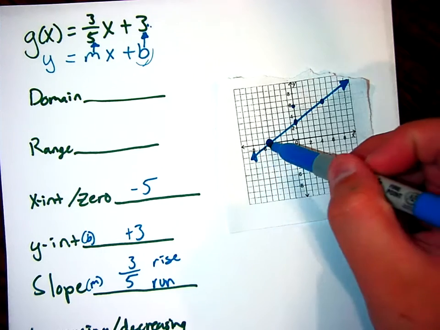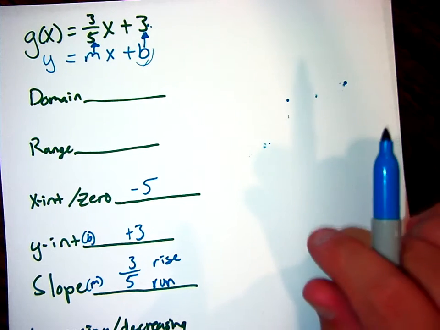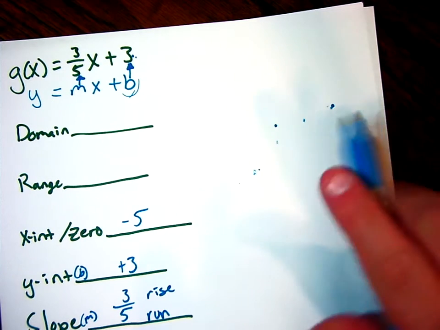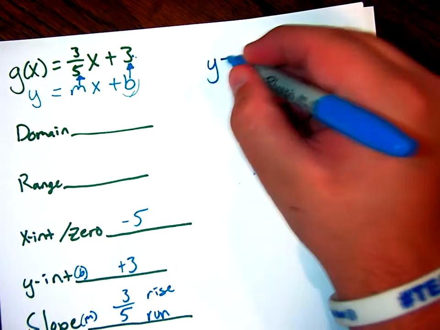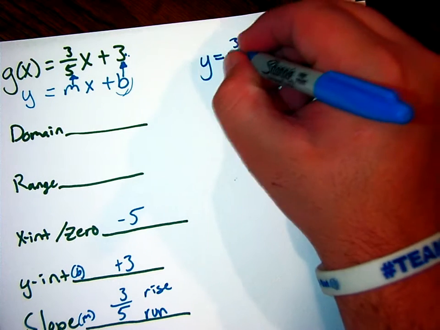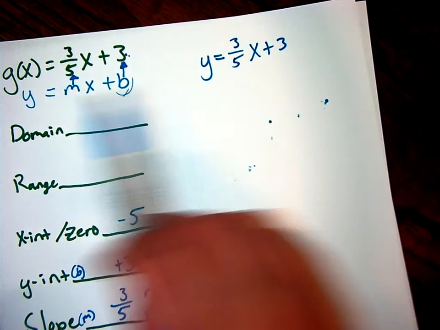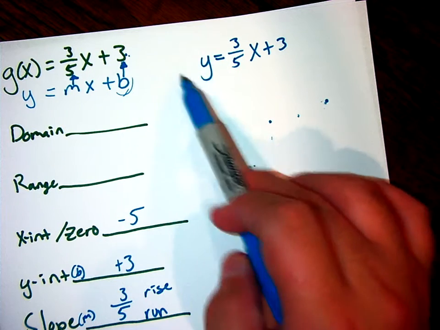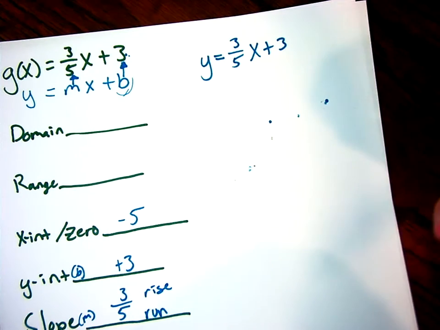It's this point right here on the x-axis. But what if it wasn't given to you like that? What if it wasn't that simple? No problem. If you remember your definition, take this function, y equals 3 over 5x plus 3. All I did was change g of x to y. They are literally the same thing, and I'm allowed to do that. It's just a different way to notate the function.